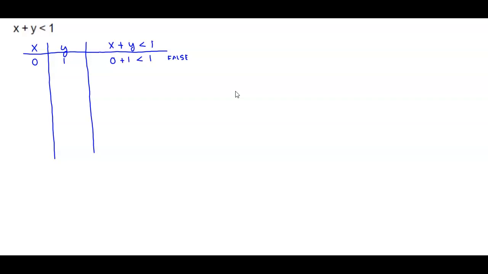Okay, now let's pick another number. If we pick 0 and then pick this as -1, well, 0 minus 1, is that less than 1? Well, -1 is less than 1, so we know it's true. Now let's say I pick 0 and then -2. 0 minus 2 is less than 1, so it's true. If I pick again 0 for x and then -3, what do you notice here? 0 minus 3 is still less than 1, which is true.